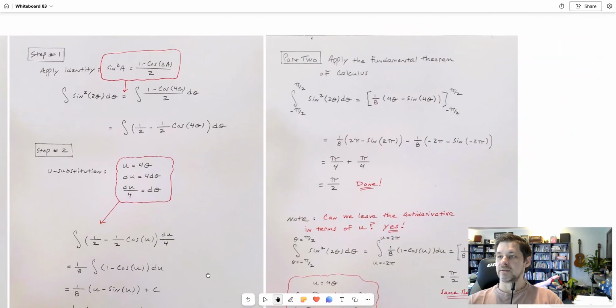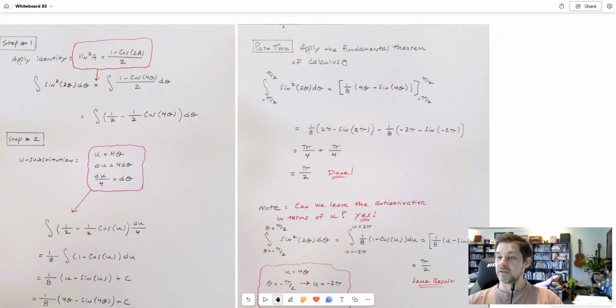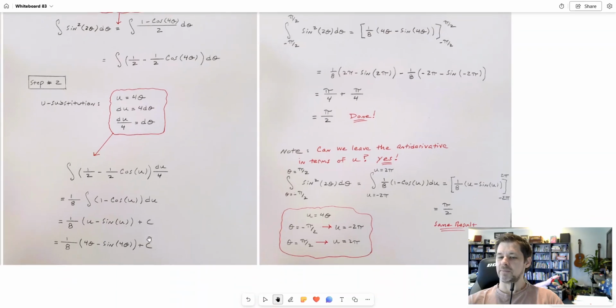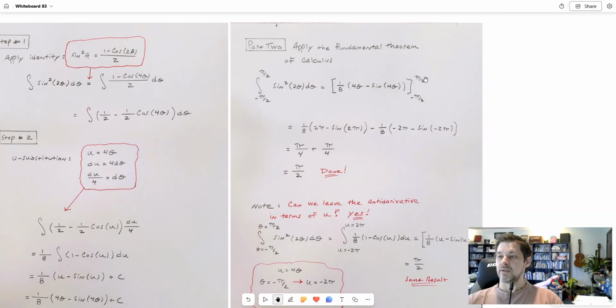Now from here, I use the fundamental theorem of calculus. I have my definite integral I started with. There's the antiderivative I found, okay? And whenever I use the fundamental theorem, I don't have to put the plus c. If I did, it would just cancel out anyway. And then from here, I put pi over 2 first, negative pi over 2 second. That's the way the fundamental theorem works. I do my calculations, I get pi over 2, and I'm done.